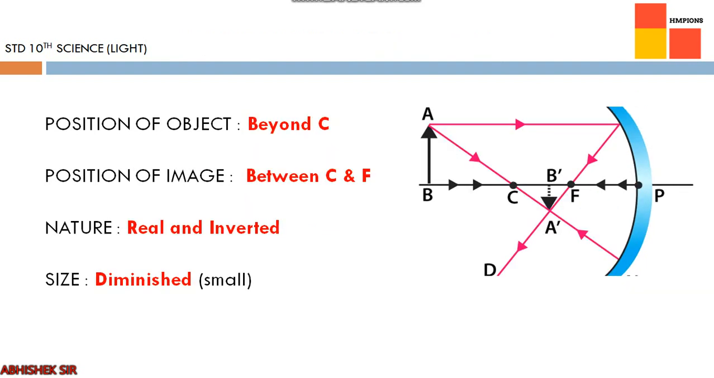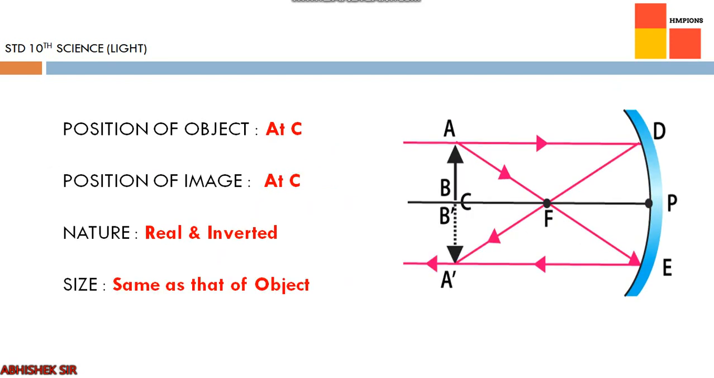Second one, if the object is beyond C, the light rays coming after reflection are meeting in between C and F. So we can say that image is formed between C and F. As light rays are actually meeting, it is real and inverted, and size is diminished. The next one is position of the object exactly at C. So light rays are coming and meeting exactly just below the object at C. Real and inverted is the nature, and size from the figure we can guess that size is same as that of object.